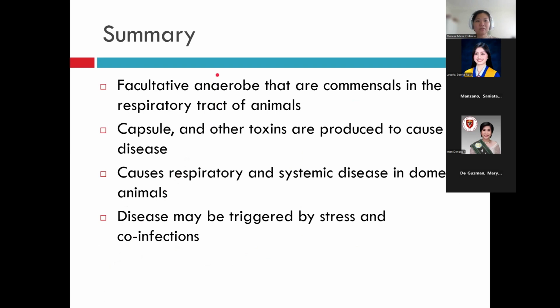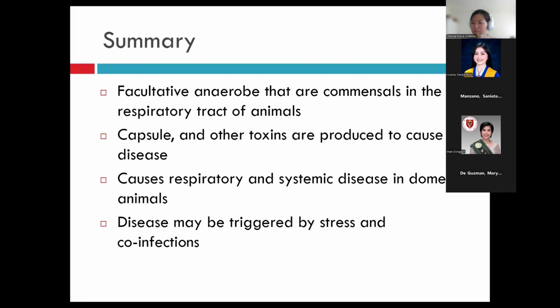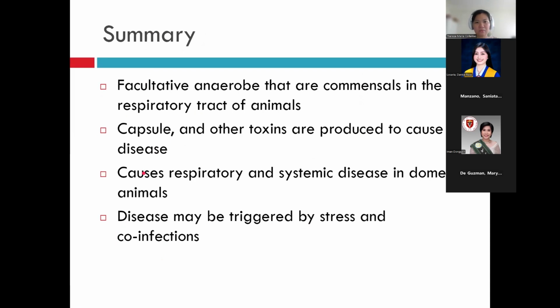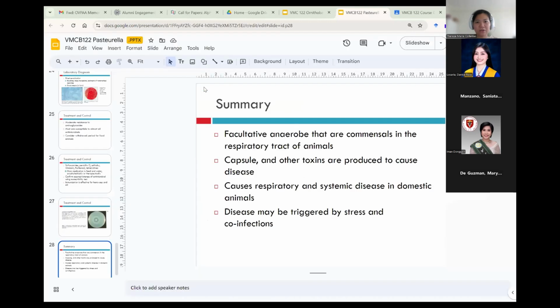So this is the summary. We have facultative anaerobe, which is a commensal. It's the respiratory tract. Capsule and other toxins are needed to cause disease. And respiratory and systemic disease is seen in the domestic animals. So they may be triggered by stress and co-infection. So far that is, so that's the last slide for your Pasteurella.